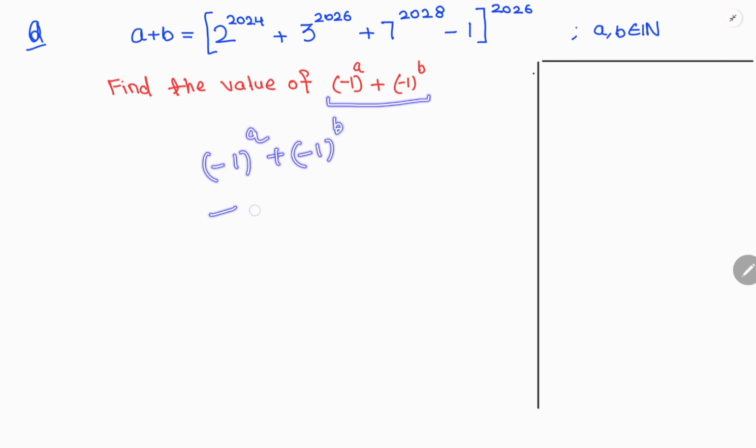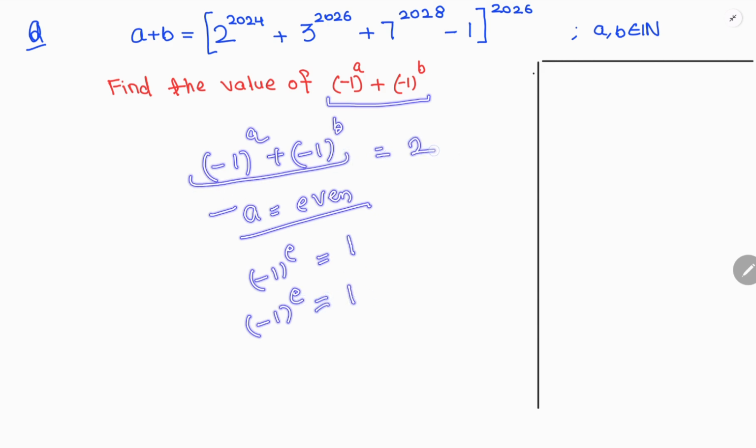So if I know that a is even or odd, if a is even, I will say minus 1 raised to power even will be equal to plus 1. And if I know b is even or odd, suppose even, then it will be plus 1. And the value of this will be equal to 2.